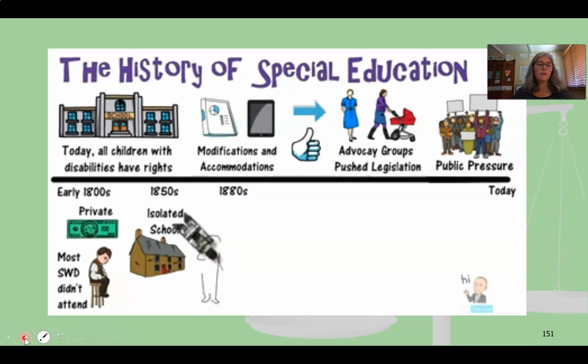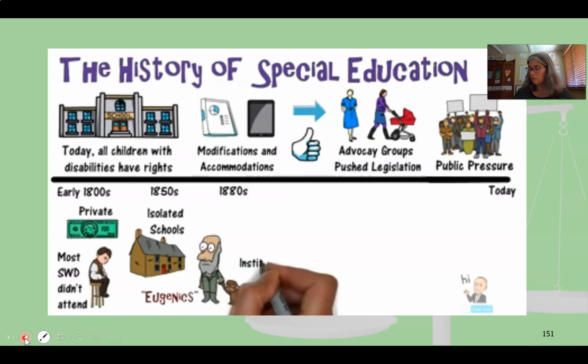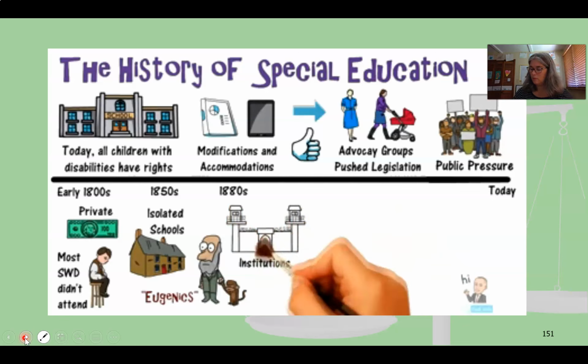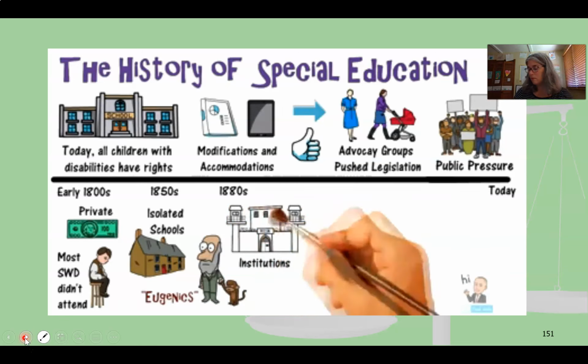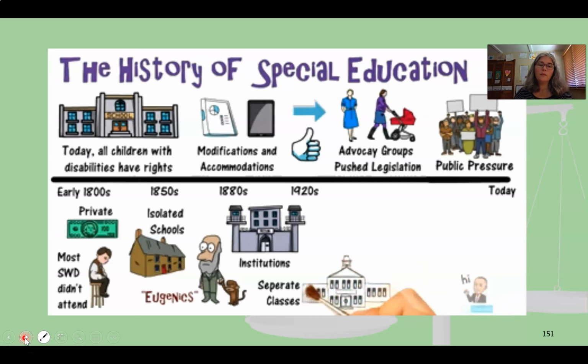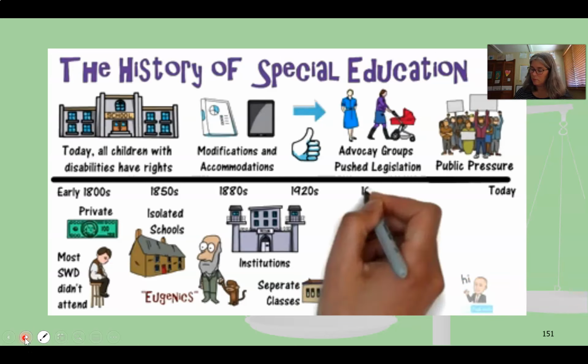Moving toward the 1880s, we sort of took a step back for disabled children. Scientist Francis Galton spread the ideas of eugenics, which discussed the sterilization of disabled individuals. Individuals with disabilities began being placed in institutions, many of which provided conditions similar to a jail. Let's fast forward to the 1920s. And the good news is that more and more children with disabilities were finding their way into public schools. Yet almost all were in separate classes and kept in separate rooms.